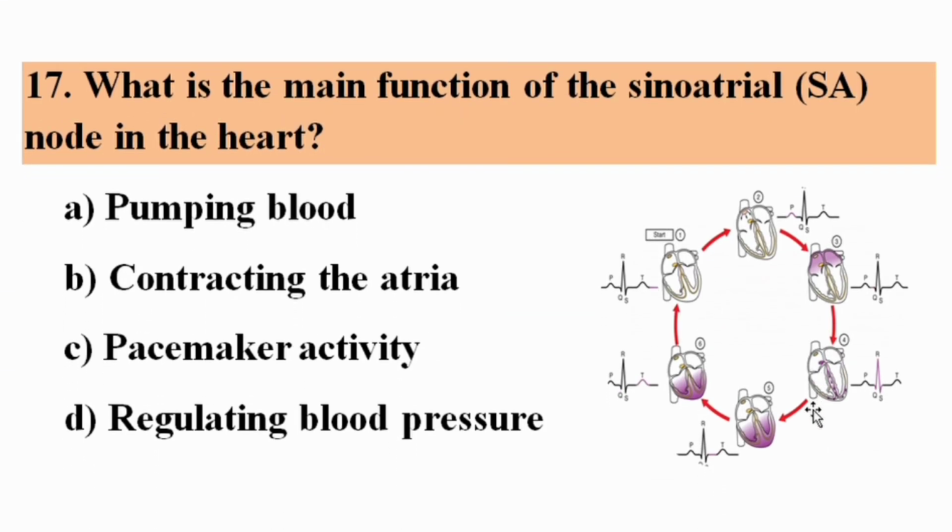What is the main function of the sinoatrial node in the heart? The right option is Charlie. Pacemaker activity. There are basically two nodes in the heart. One is the SA node and the other one is the AV node.